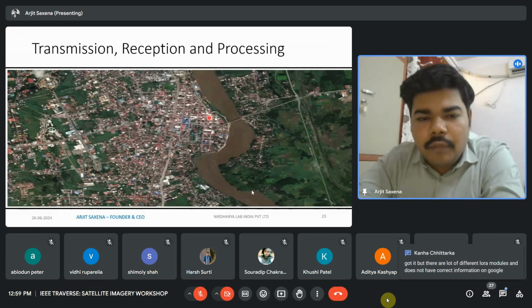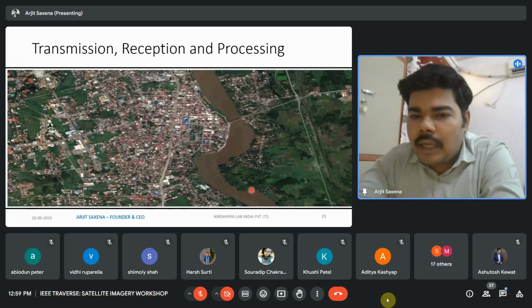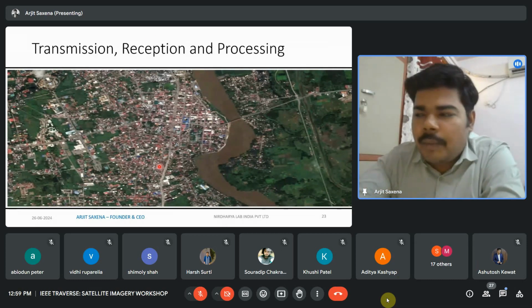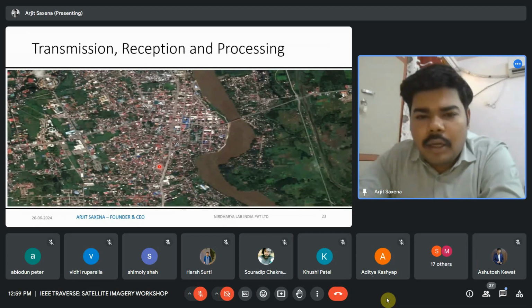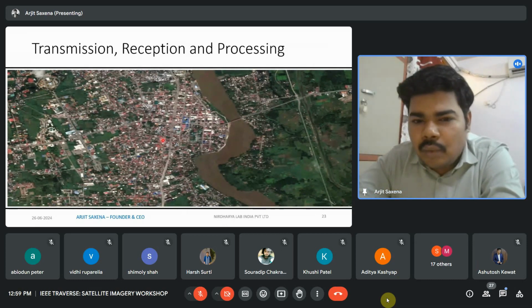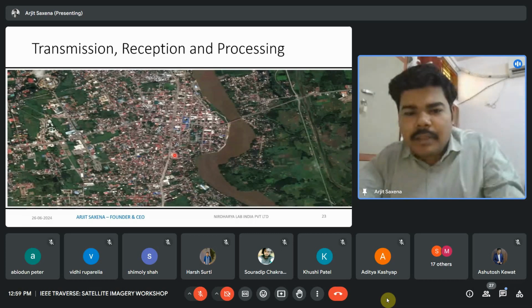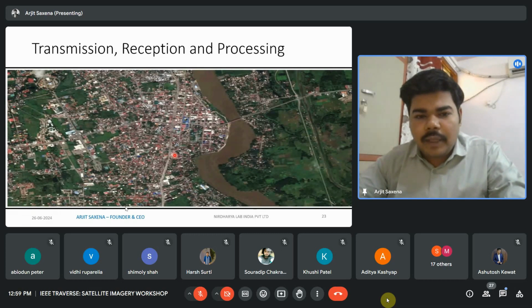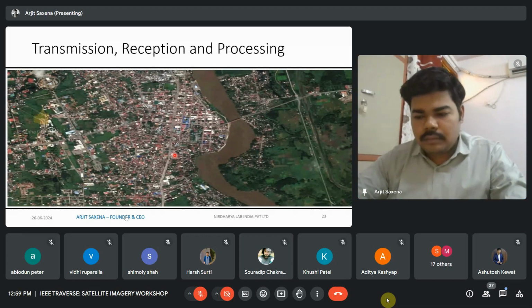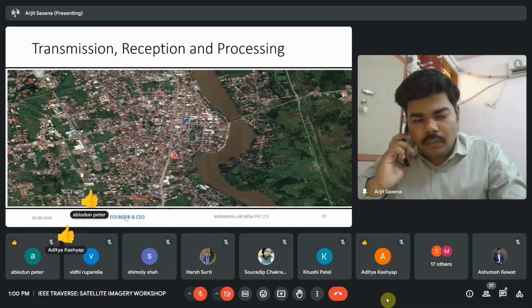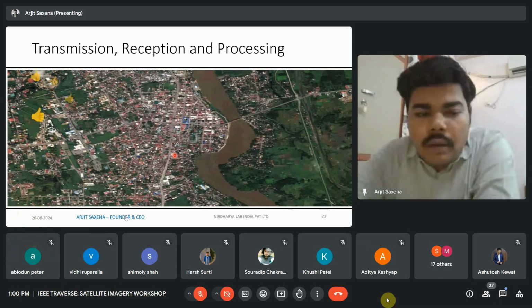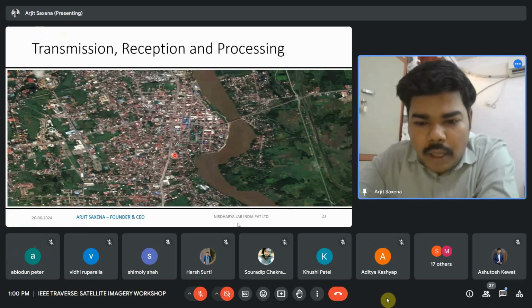Then see, if you have this image, we're talking about TRP: transmission, reception, and processing. This is a particular image which you can see by opening up Google Maps and putting it on satellite mode. You have some green patches, you have some homes, but can you identify a road or something like that? Can you identify any roads? Just look at it. Guys, are you able to identify roads?